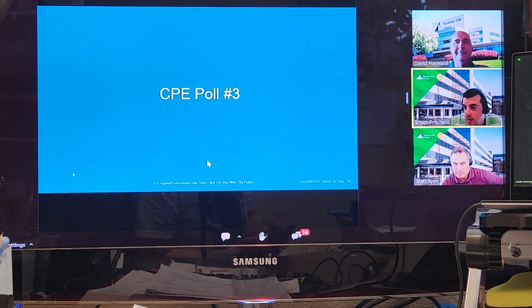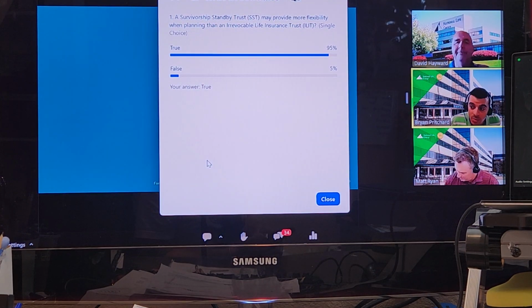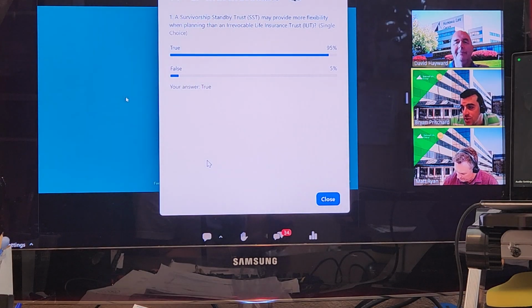And we are at that minute, so we're going to go ahead and end the poll. And once again, we've been getting A's throughout these so far. We're back in that A range, and the majority of you once again said that it is true. A survivorship standby trust may provide more flexibility when planning than an irrevocable life insurance trust does.